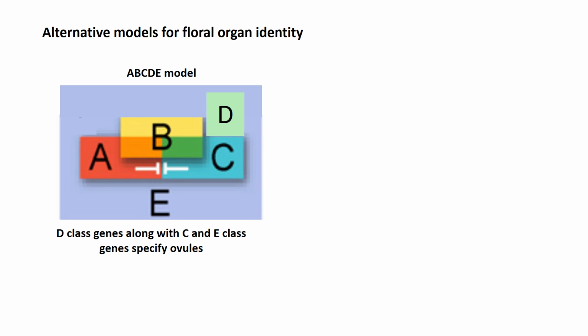However, since the D class genes are concerned with ovule development and not the development of the flower, they have been omitted in the ABCE model. In the ABCDE model, the ovule is considered as a separate organ, and since the ovule evolved earlier than the flowers in the seed plants, which include gymnosperms, the D class genes are included in the model, where they along with C and E class genes define ovule identity.